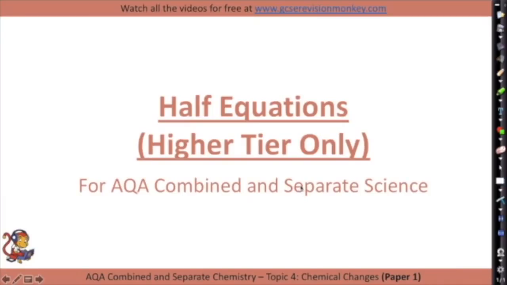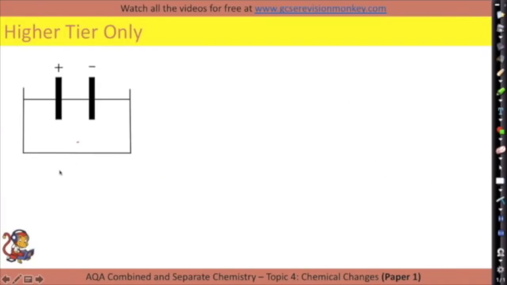Half equations is a topic for higher tier pupils only. Half equations can relate to electrolysis, and it all relates to the two words oxidation and reduction, but this time in terms of electrons. So OIL RIG will help you remember that oxidation is loss of electrons, and reduction is gain of electrons. Now this is different to the chemical reaction that we looked at earlier, which is in terms of gaining oxygen and losing oxygen. So this is definitely in terms of electrons. If you lose electrons, you're oxidized. If you gain electrons, you're reduced.